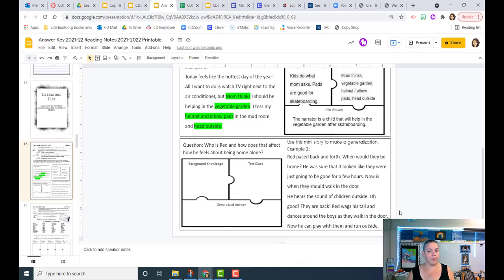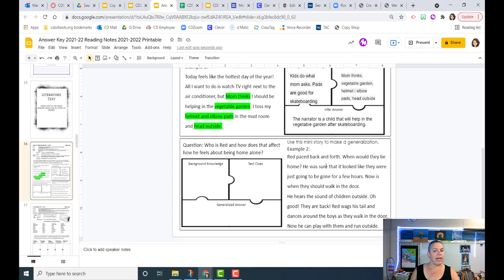So then the next part, second question. Who is Red and how does that affect how he feels about being home alone? Here's our mini story. Red paced back and forth. When would they be home? He was sure that it looked like they were just going to be gone for a few hours. Now is when they should walk in the door. He hears the sound of children outside. Oh, good, they're back. Red wags his tail and dances around the boys as they walk in the door. Now he can play with them and run outside.